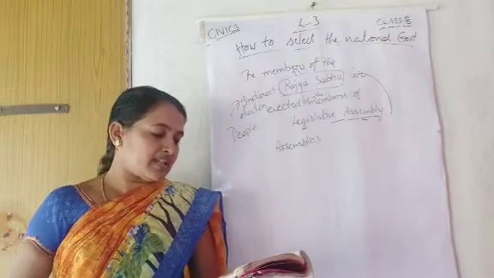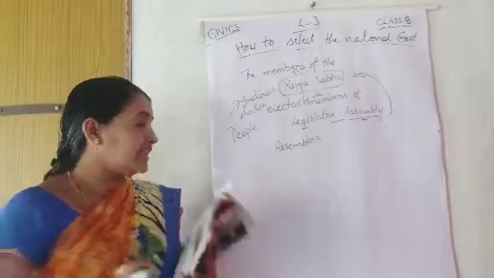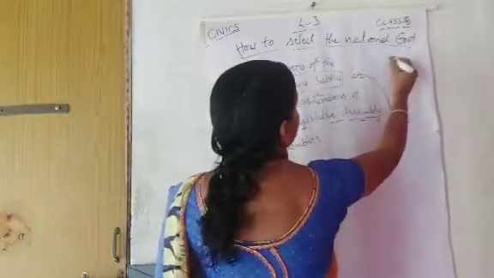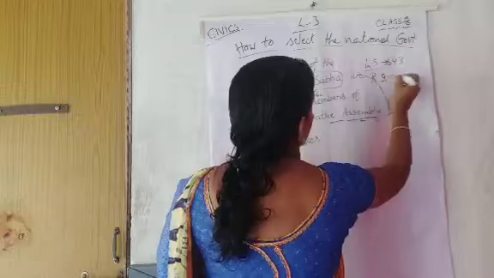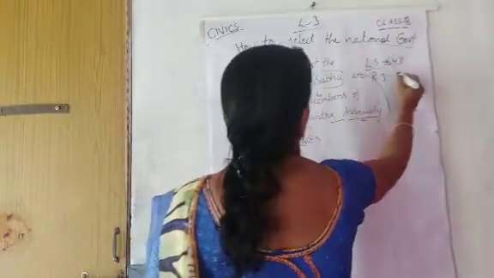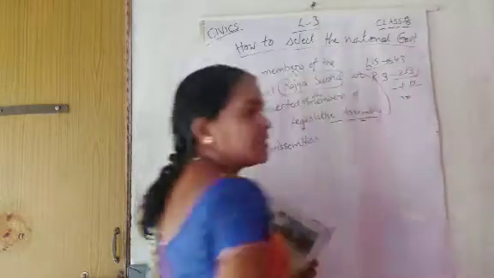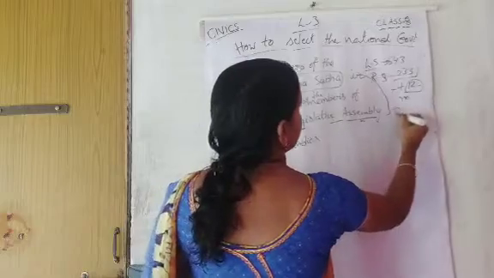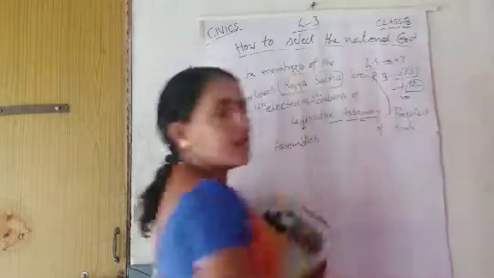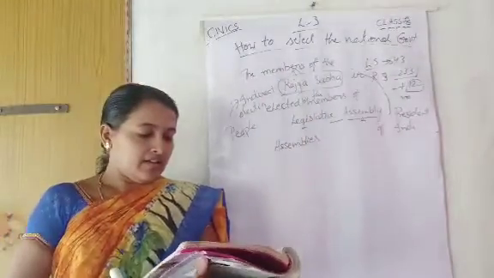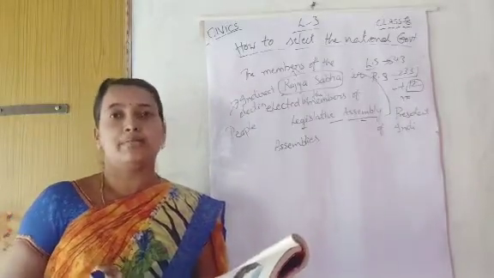The members of the Rajya Sabha are elected by the elected members of the legislative assemblies of various states. There are 233 elected members. In Lok Sabha I have said there are 543 members. In Rajya Sabha there are 233 elected members plus 12 nominated members. These 12 members will be nominated by the President of India.